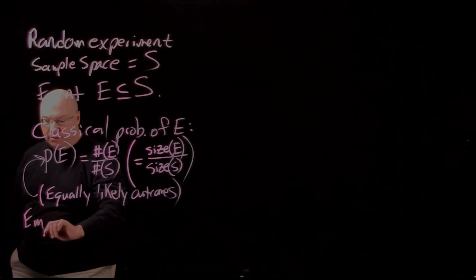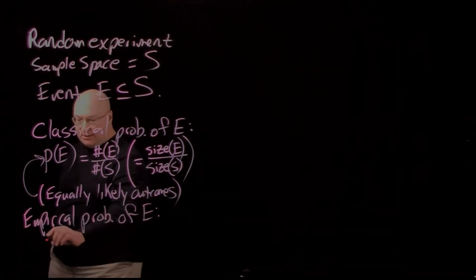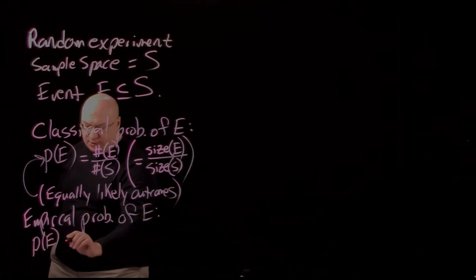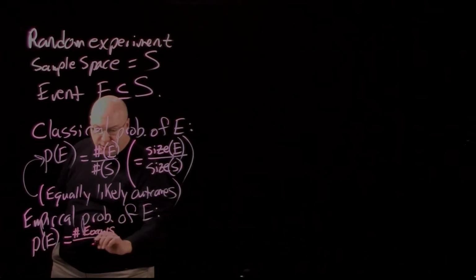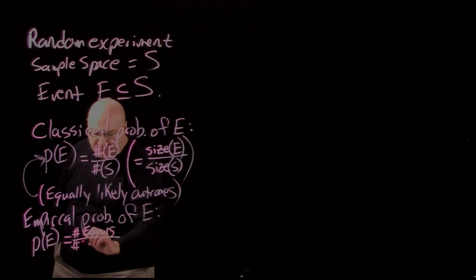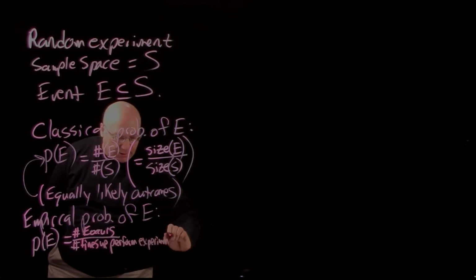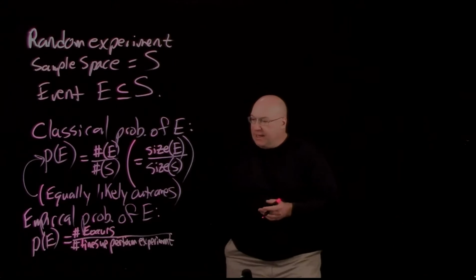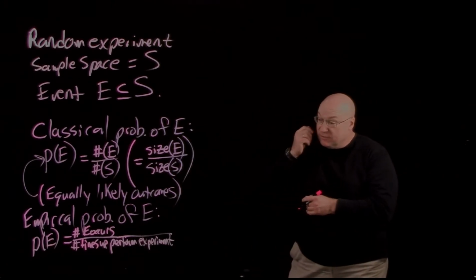Empirical probability. We define that as the probability of E, and we think of this as generally an estimate of the true probability up here, but I'm using P of E, the same symbol as up there. It is the number of times E occurs over the number of times we perform the experiment. Why is it called empirical? Because you're actually going out and doing the work of performing the experiment over and over, and each time you count when E occurs, and after you've done it many times, you divide the number of times E has occurred by the number of times you've performed the experiment.